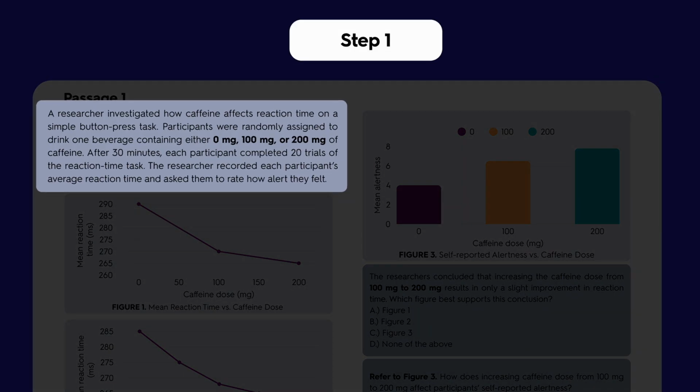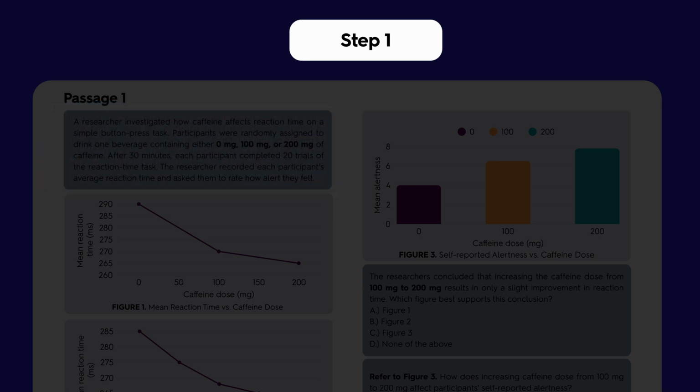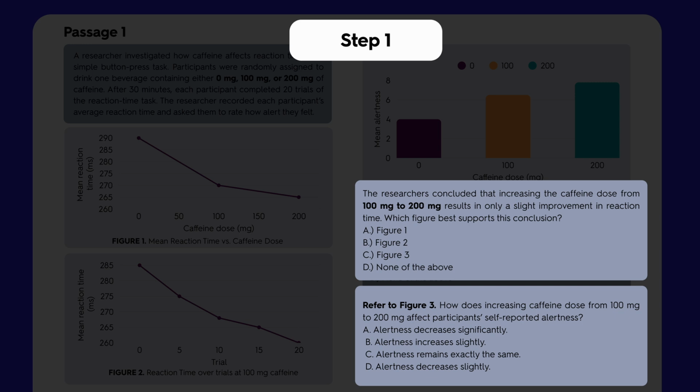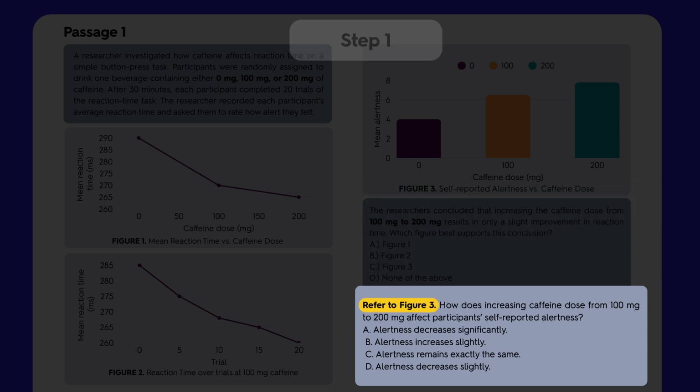First, skim. Don't study. Read the intro just long enough to know the topic and the variables. Then go straight to the questions. From there, let the questions tell you which table or figure actually matters.